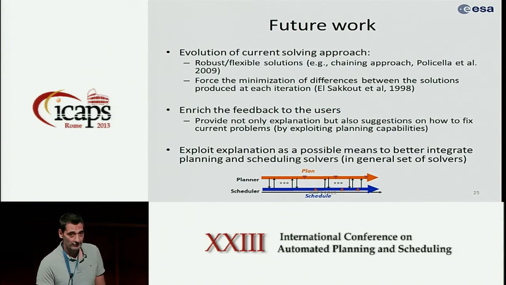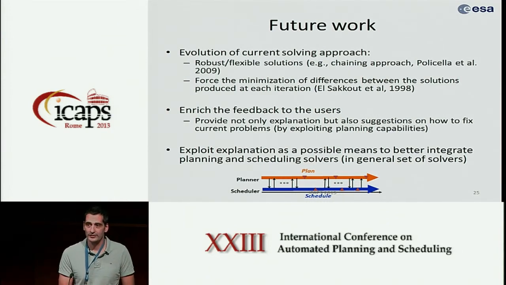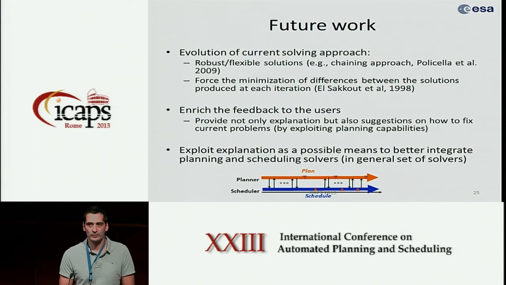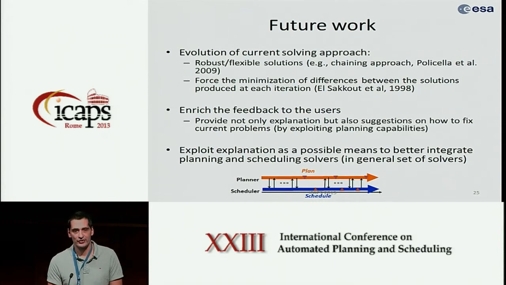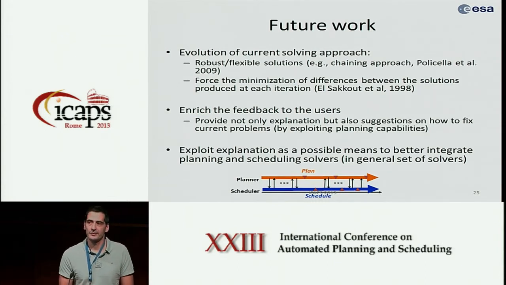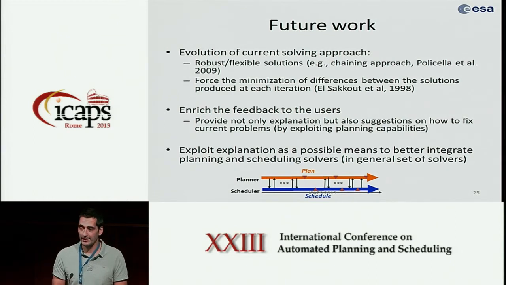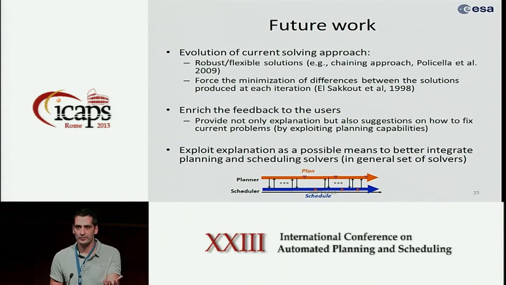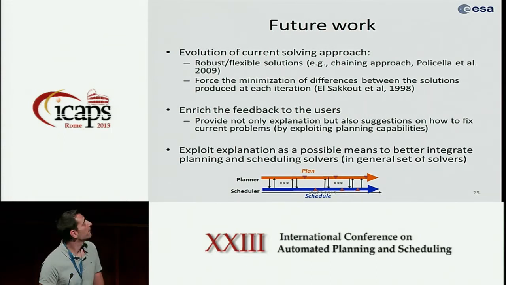We also want to enrich the feedback provided to the user, and this is going back to the planning capabilities that are not well used at the moment. For instance, as I said, we cannot generate new activities, but we could somehow generate suggestions. So what comes from the planner can be seen as a suggestion to the user. So we can actually suggest why you don't add this activity to your plan.